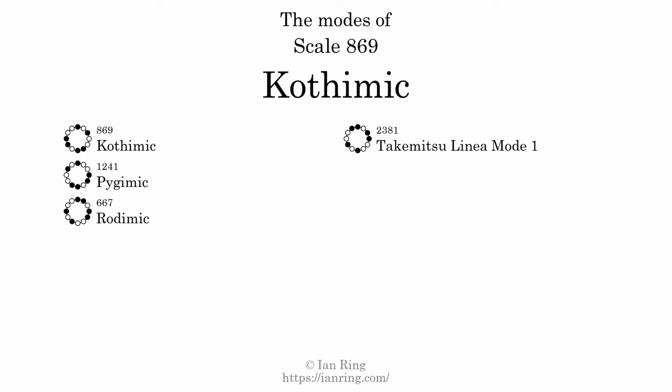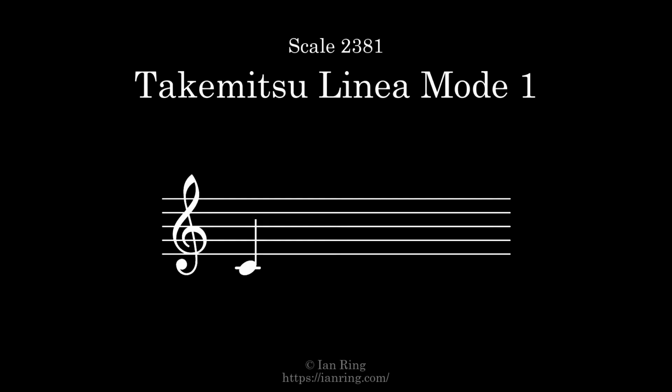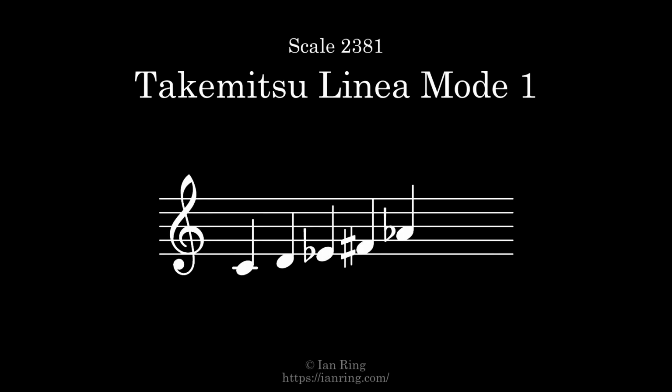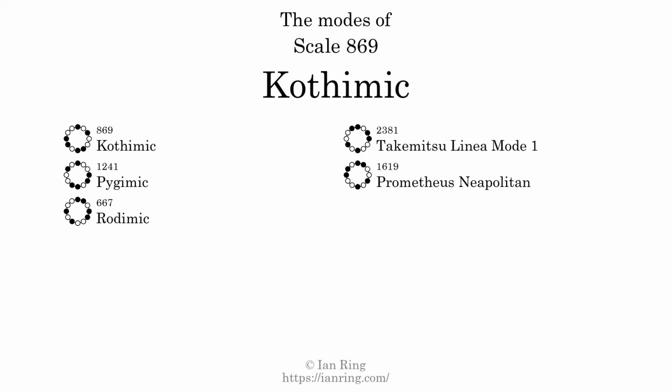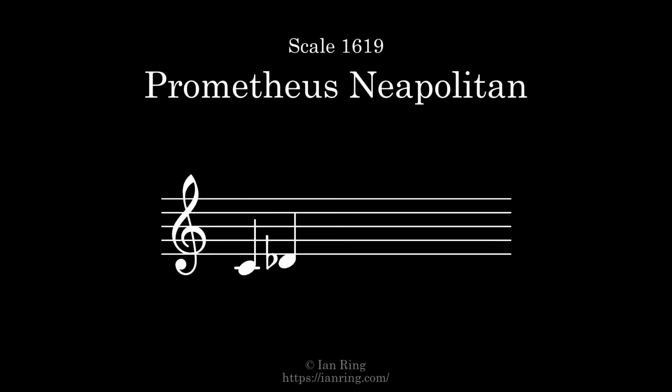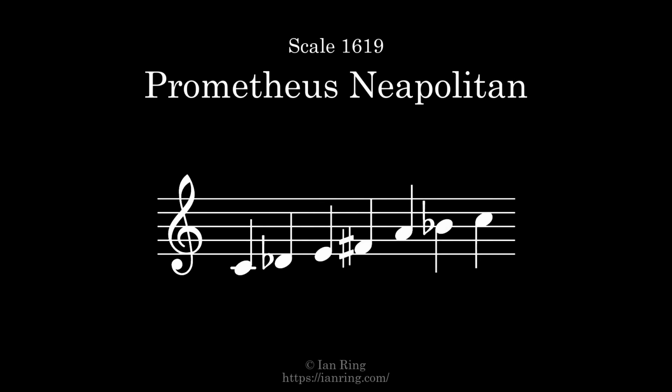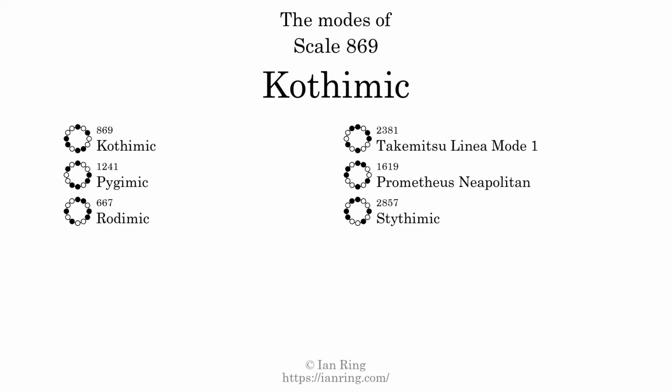The fourth mode is scale 2381, also known as Takemitsu linear mode 1. It sounds like this. The fifth mode is scale 1619, also known as Prometheus Neapolitan. It sounds like this. The sixth and last mode is scale 2857, also known as Kothimic. It sounds like this.